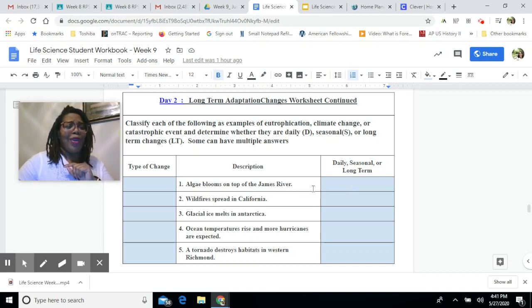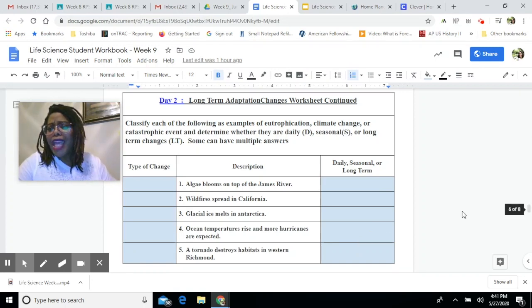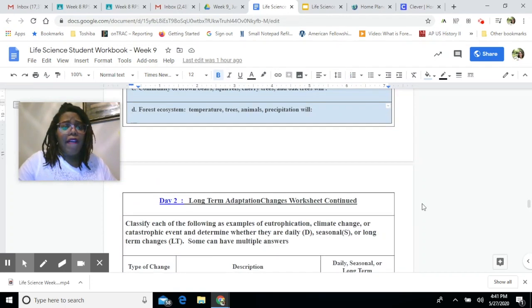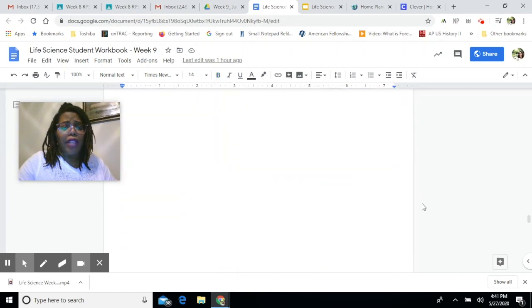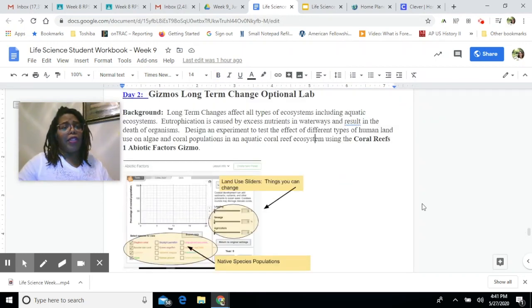So read the description and you're going to say the type of change it is, and then you'll also say whether the effects of it will be daily, seasonal, or long-term. And then that sets us up for our optional virtual lab for today.